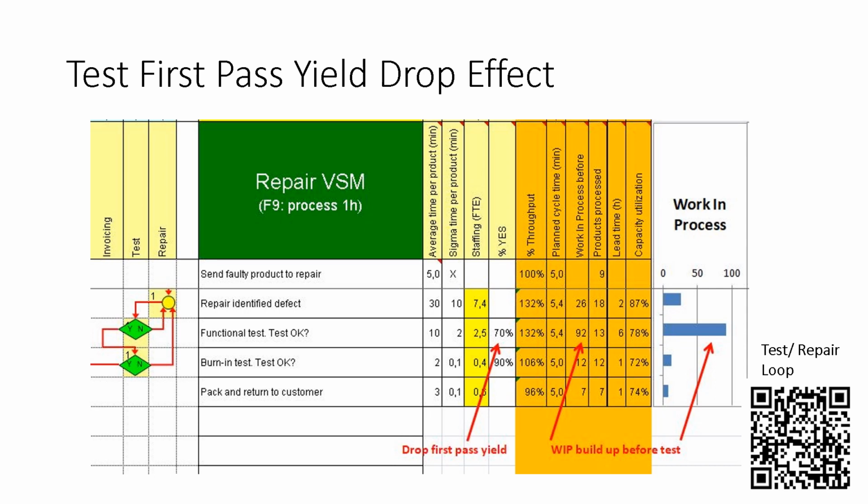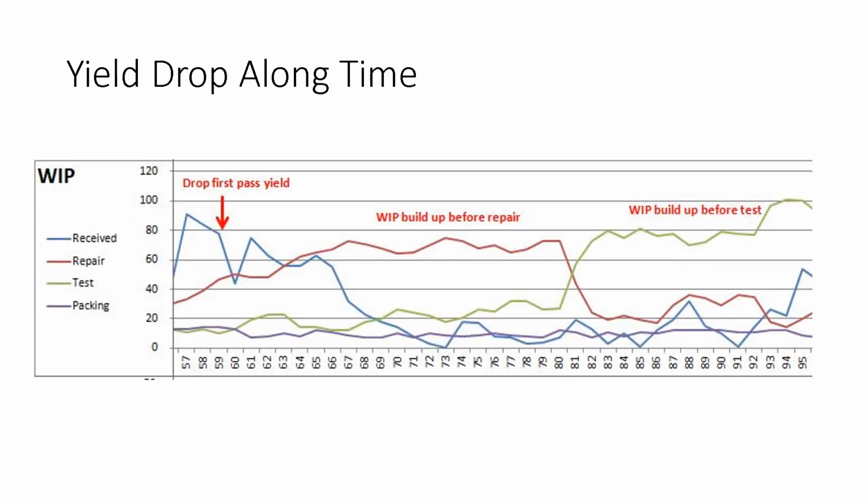In a situation like this, we would analyze the failing items to look for the root cause of the failures to correct it. But in the meantime, if we need to continue the process, we will need additional test and repair capacity, increased test and repair staffing. You can see the test and repair loop simulation. We see WIP build up before repair, and then later on it builds up before test.